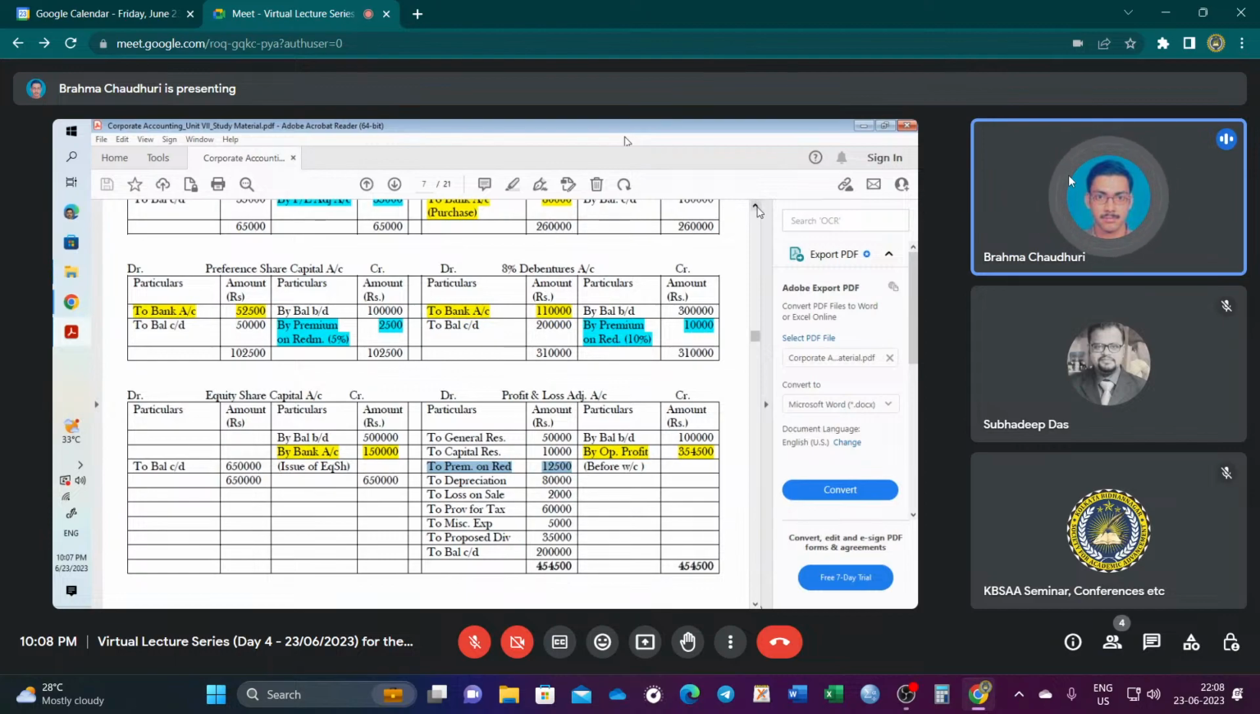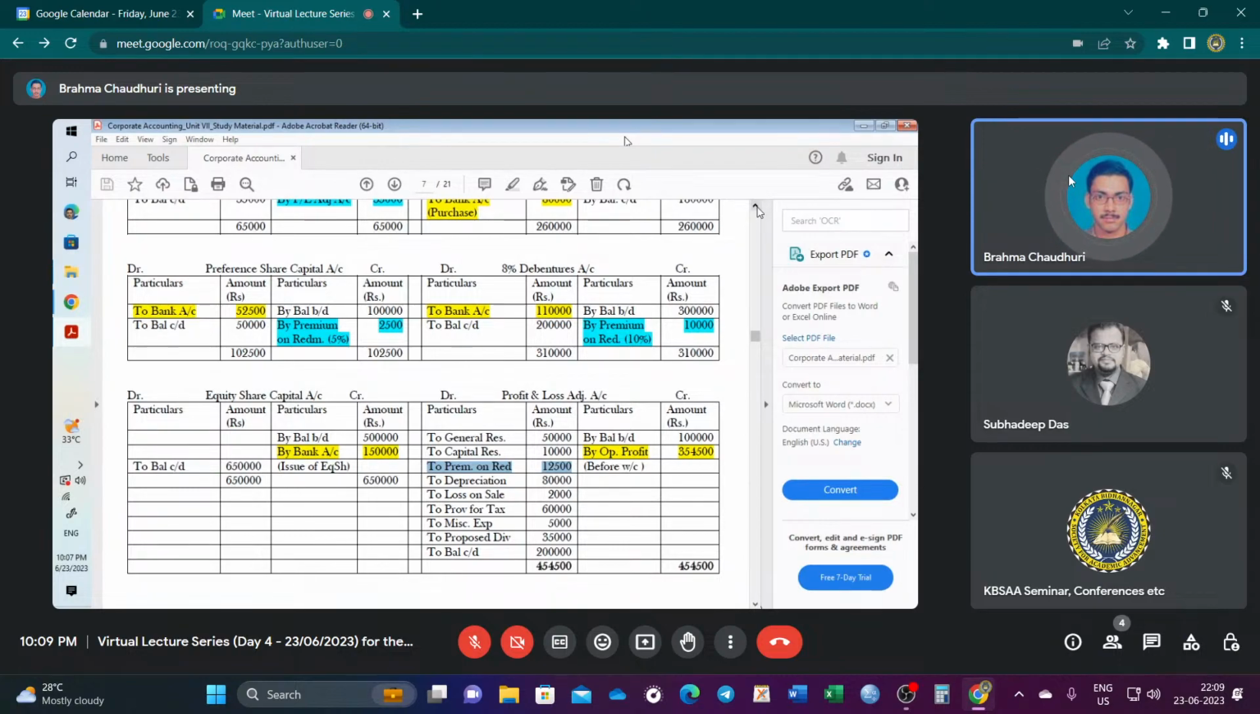Now we will close the equity share capital account. 5 lakh was the opening balance and 6,50,000 was the closing balance. So we state by bank account 1,50,000, issue of equity share, 6,50,000. We could also have treated this capital reserve with the equity share capital: equity share capital bank account debit to equity share capital account, to capital reserve account. That could have been an alternative treatment.